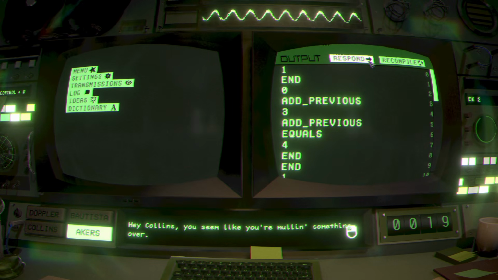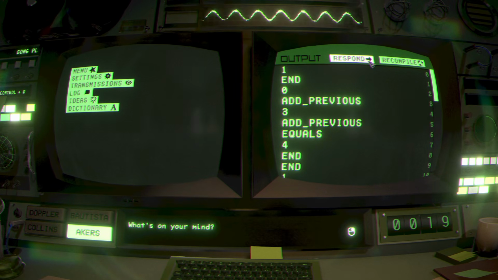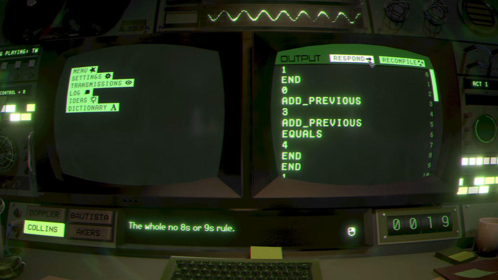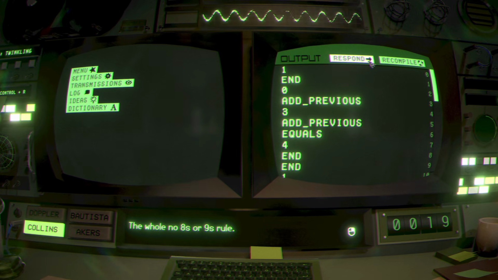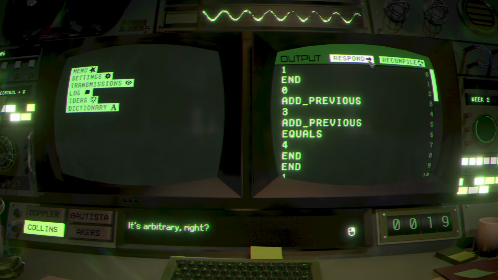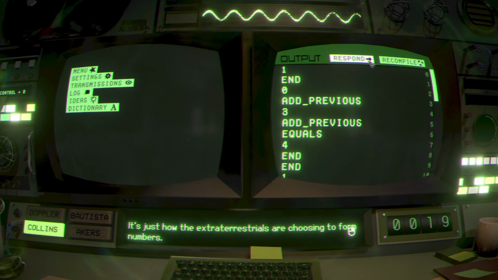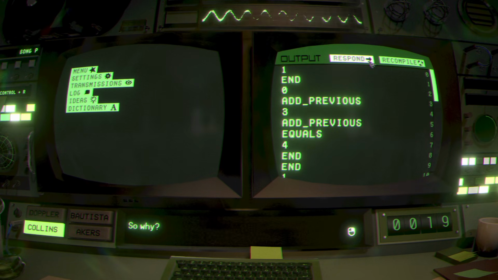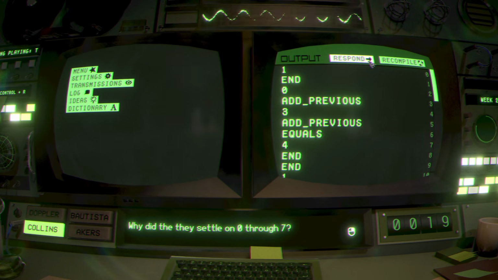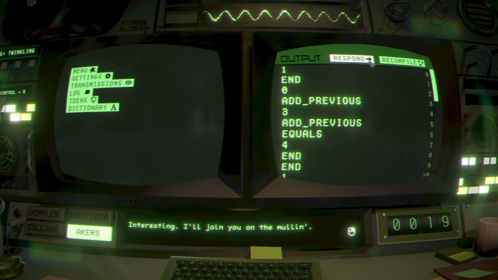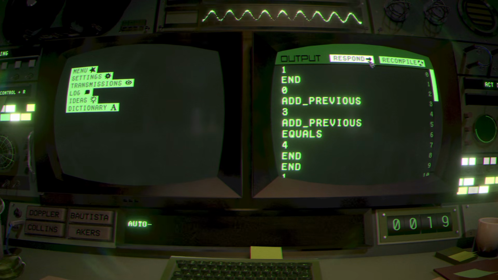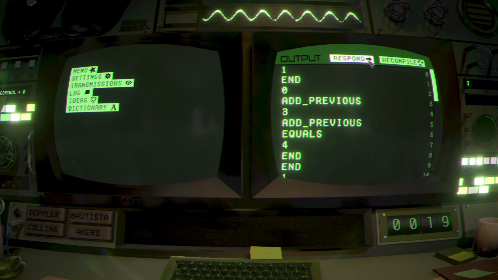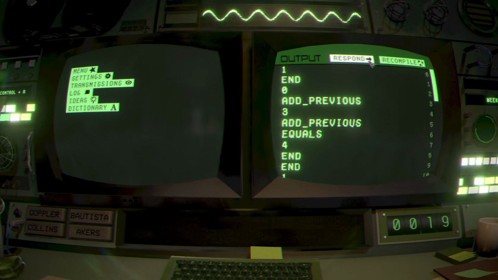Hey Collins, you seem like you're mulling something over. What's on your mind? The whole 8s or 9s rule. It's arbitrary, right? It's just how the extraterrestrials are choosing to form numbers. Right. So why did they settle on 0 through 7? Interesting. I'll join you on the mulling.